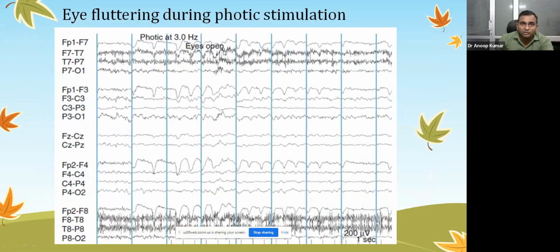These are the eye flutters during photic stimulation. We usually give a provocative technique we apply during EEG recording, that is photic stimulation, and with the flashing of the light, the eyes blink in a very fast manner. So you can see the repetitive eye blink artifact, which in this case is the eye flutter.